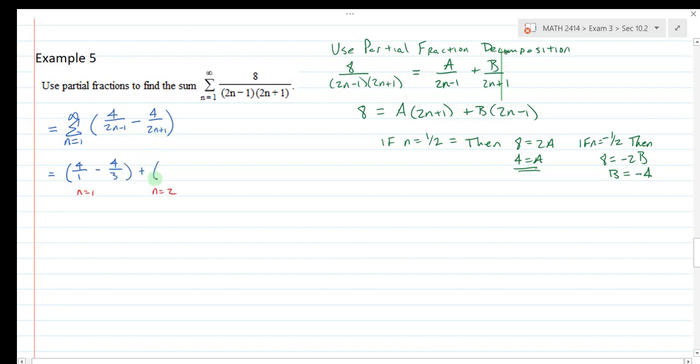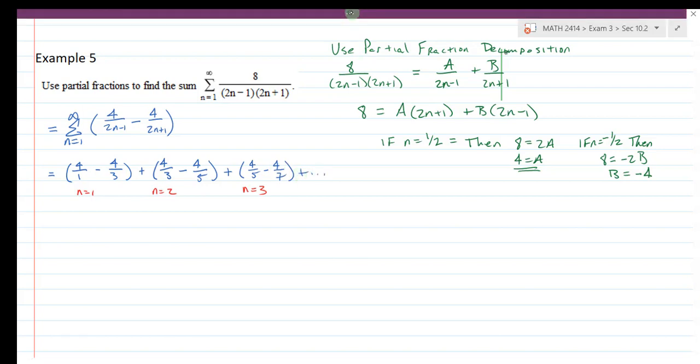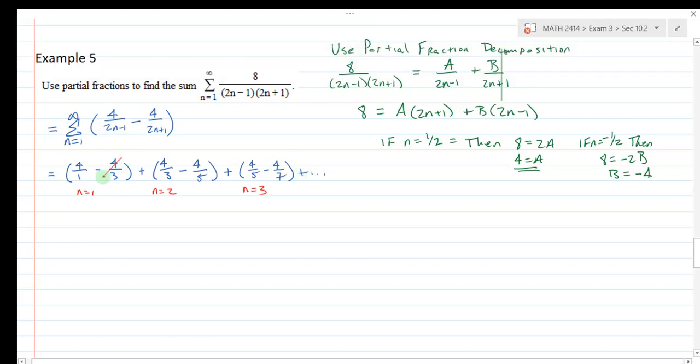When n equals 2, we're going to plug in a 2 in place of n, and that's going to give us 4 over 4 minus 1, which is 3, so that's going to be 4/3 minus 4/5, plus, when n is equal to 3, we get 4/5 minus 4/7, plus. I think we can stop here because I have a negative 4/3 that will cancel with the positive 4/3, and a negative 4/5 that will cancel with the positive 4/5. So as n goes off to infinity, this last term is going to converge to 0. So that means that the sum of this telescoping series is going to be equal to 4.